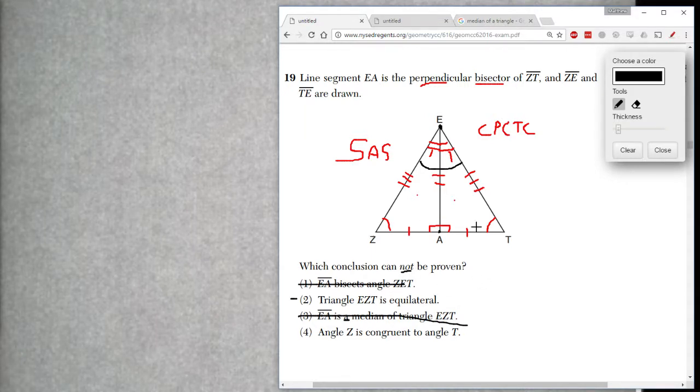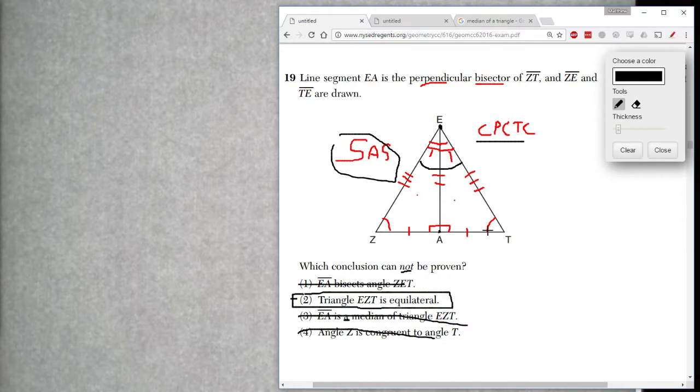Angle Z is equal to angle T. We had our side, angle, side and CPCTC solve that for us. So that can be proven. We already proved it. That's not my answer. It looks like number 2 is my answer. EZT is equilateral. I can't necessarily prove that.